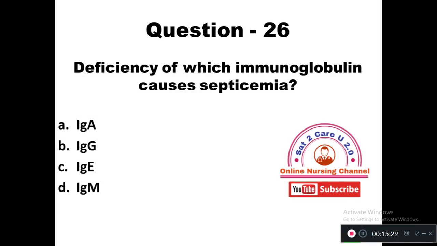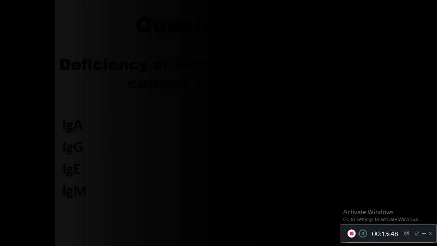Deficiency of which immunoglobulin causes septicemia? A immunoglobulin A, B immunoglobulin G, C IgE, D IgM. Septicemia occurs because of the deficiency of IgM.